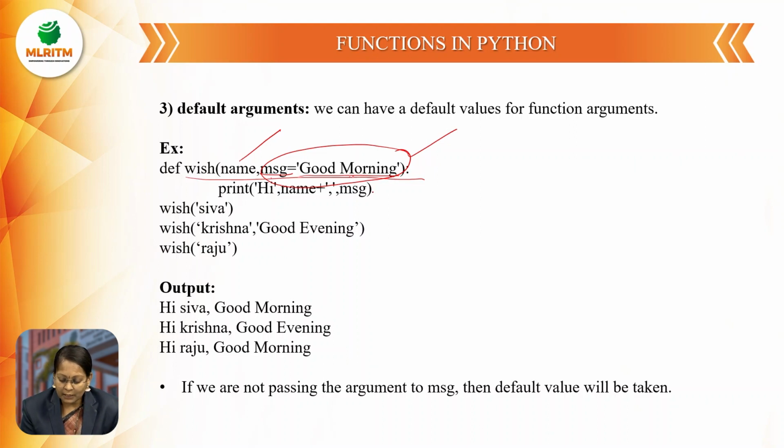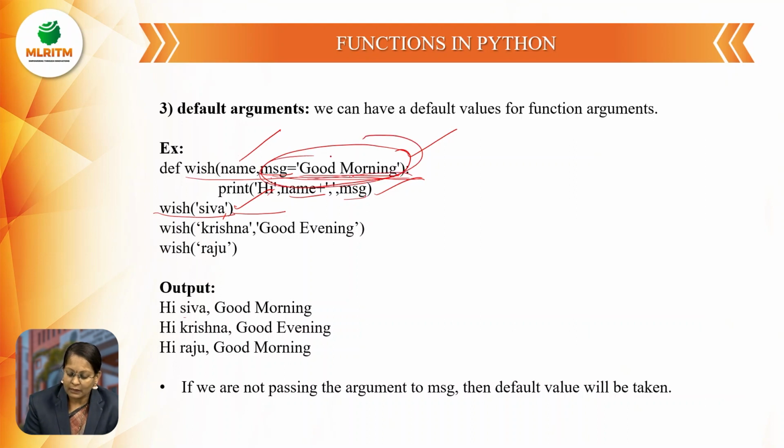Print hi comma name. So this is hi, what is name? Shiva. Suppose here wish Shiva only. So here we are passing only name. We are not passing any message here, and the message is not there. But this is a default argument. That's why by default the message will be assigned with good morning. That's why hi Shiva, and what is the message? Good morning.